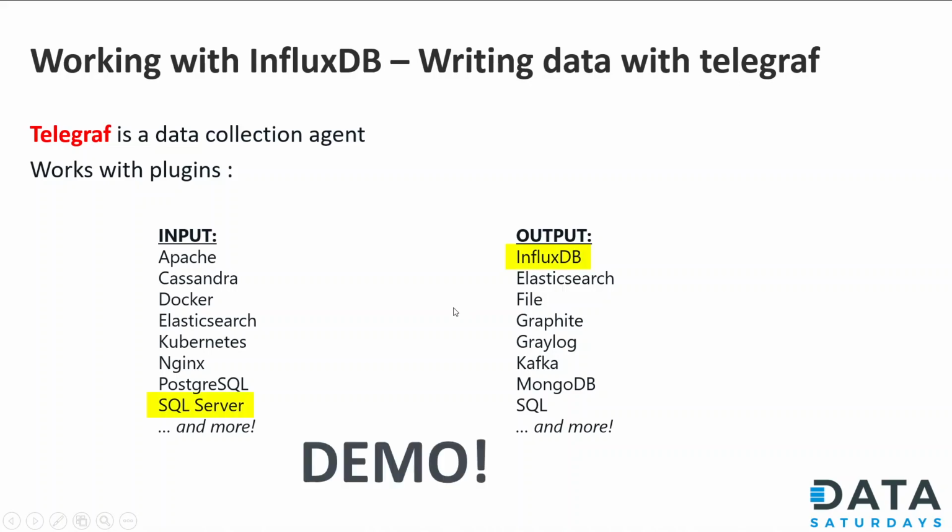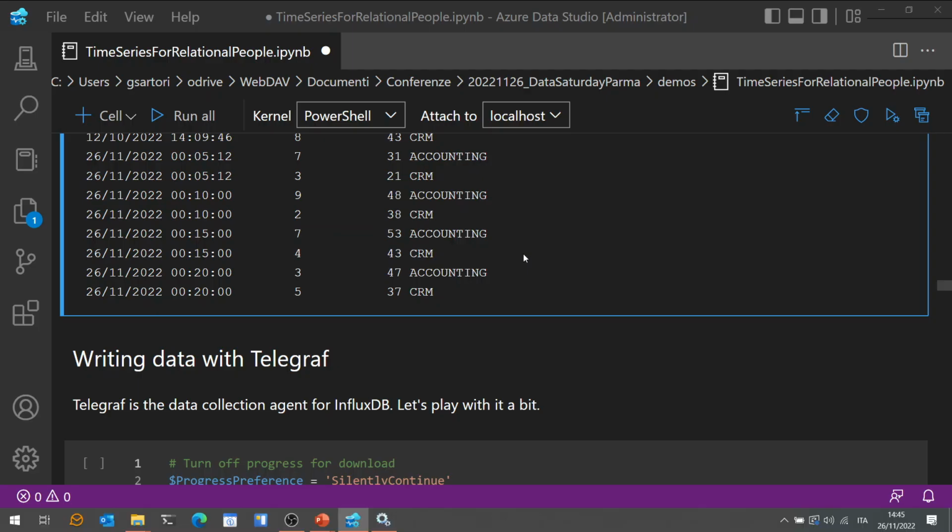So as an example here, we can set up SQL Server as an input and InfluxDB as an output. And Telegraph is capable of monitoring SQL Server, already knows how to monitor SQL Server, contains some ready-made queries to extract meaningful information from a SQL Server to understand whether it is in good or bad shape, and writes this data to an InfluxDB database. So let's try to do that.